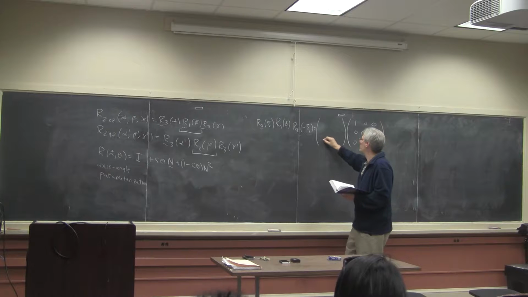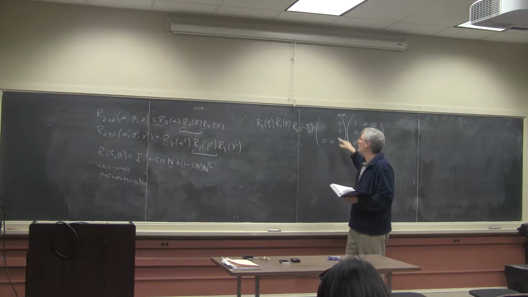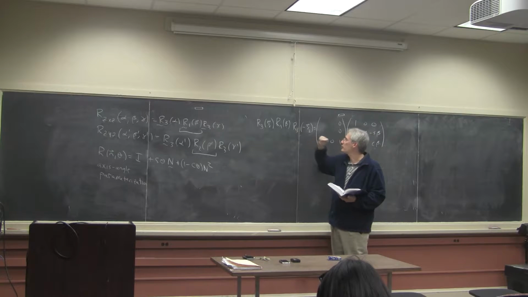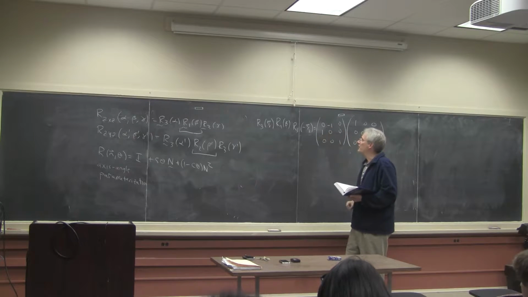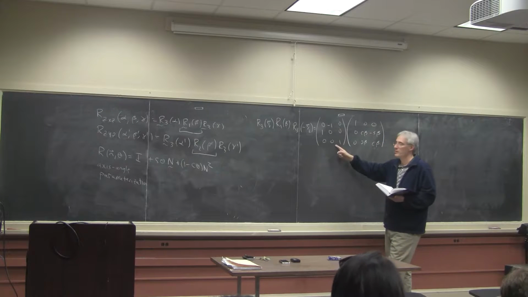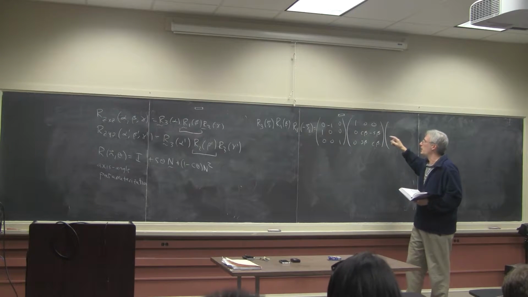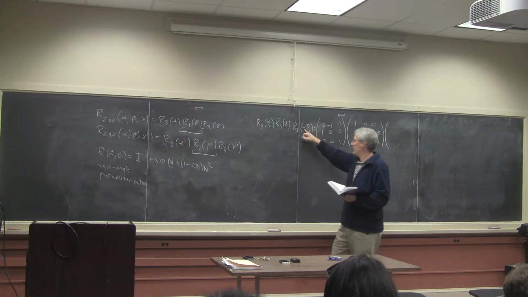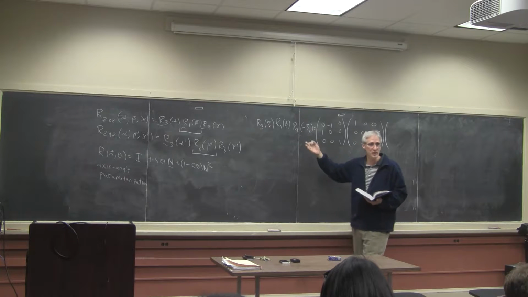So R3 is a rotation around the z-axis, and we're talking about a rotation by pi over 2. So cosine of pi over 2 is 0, sine of pi over 2 is 1. So that's what we're talking about for R3 of pi over 2. Now on this side, if we multiply by R3 of negative pi over 2, that's just going to be the transpose because that's the inverse.